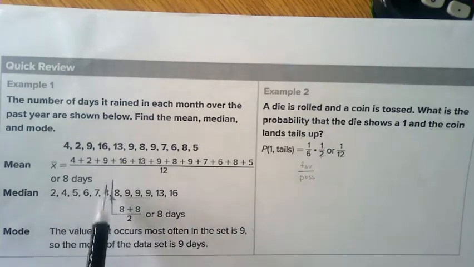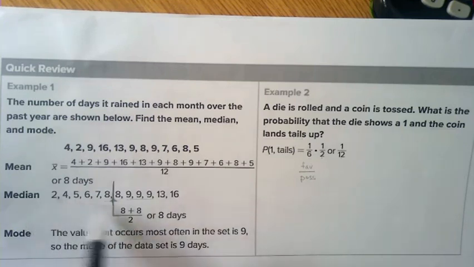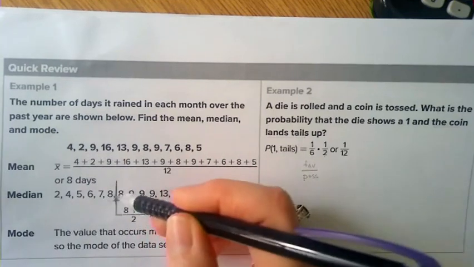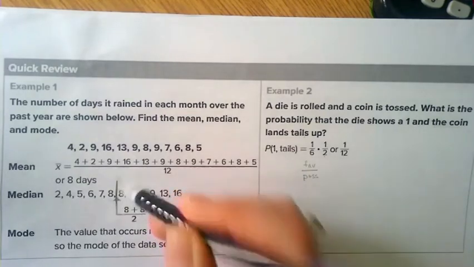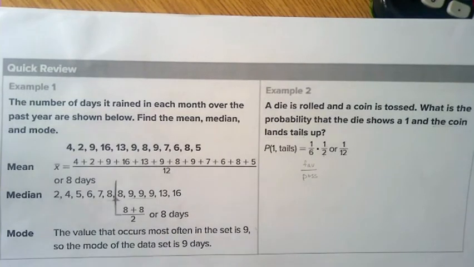To find your median, that's kind of your middle ground. So you want to make sure these are in order numerically, smallest to biggest, and then you're just going to split it in half. Since I had 12 data points, splitting in half would be 6. So I need the value in between these two here. That's why I found the average: 8 plus 8 divided by 2 still gives me 8.